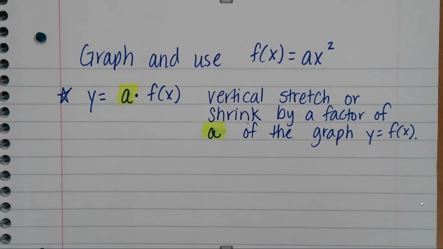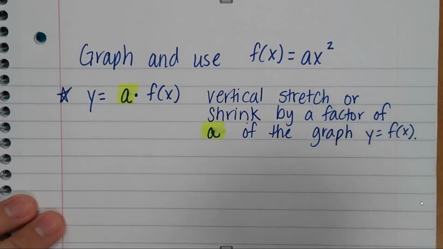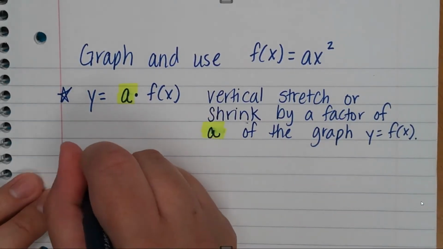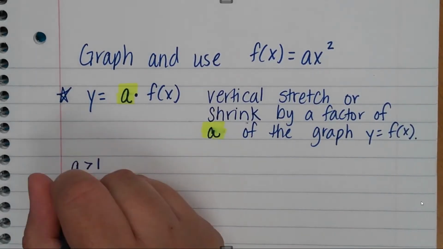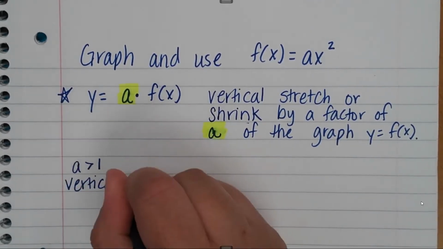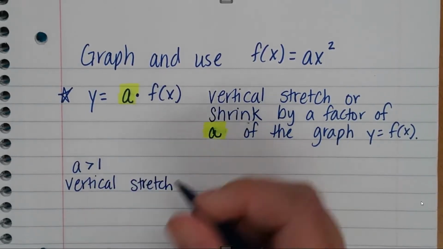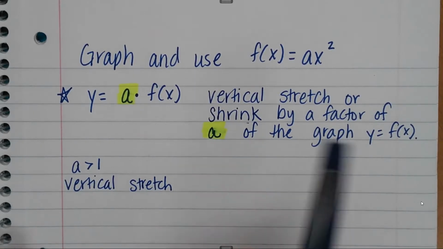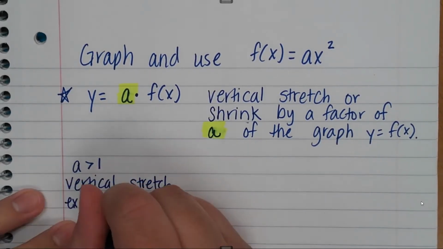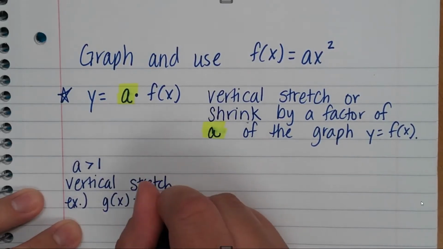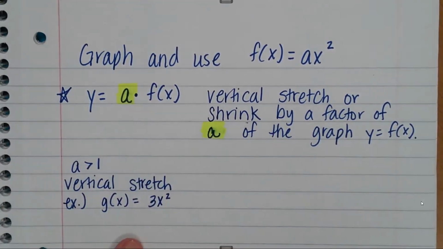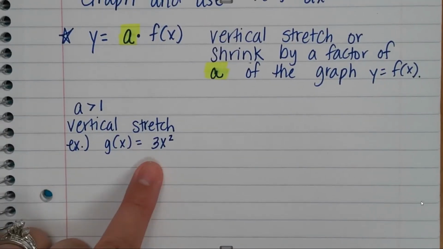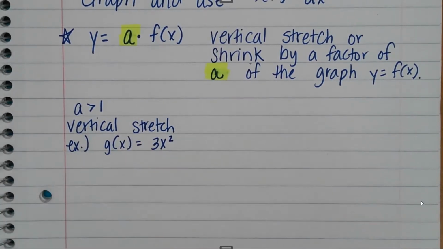Okay, so if a is greater than 1, then this is called a vertical stretch. It's like thinking of any number that's bigger, that's how many times bigger it's getting, so you're stretching it. So an example of what that would look like would be if you get an equation that says g of x equals 3x squared, then you automatically should think, okay, because the leading coefficient is bigger than 1, this is a vertical stretch, okay?